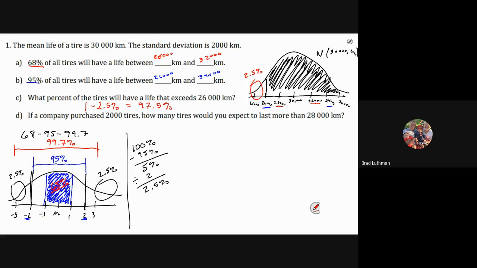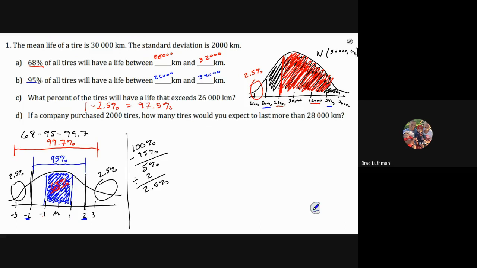If a company purchases 2,000 tires, how many tires would you expect to last more than 28,000 kilometers? Well, I'm going to have to write over some issues here, but 28,000 starts right here and it says more than. So we shade our desired region. Again, let's pay attention to the red this time on the shading.